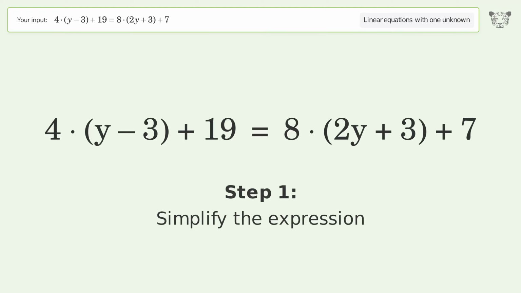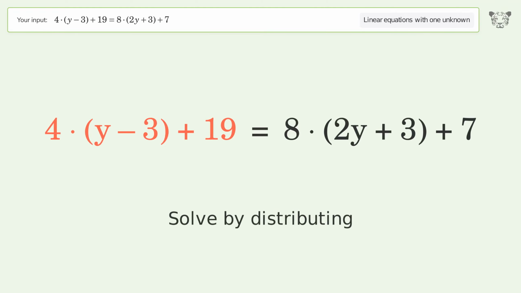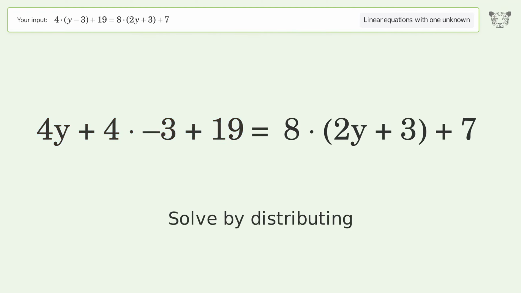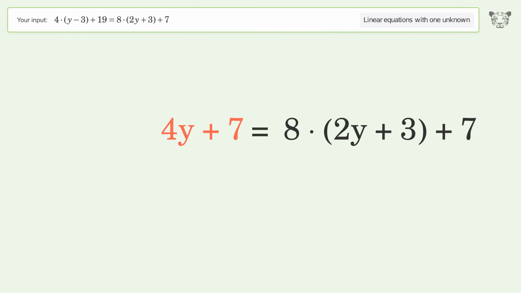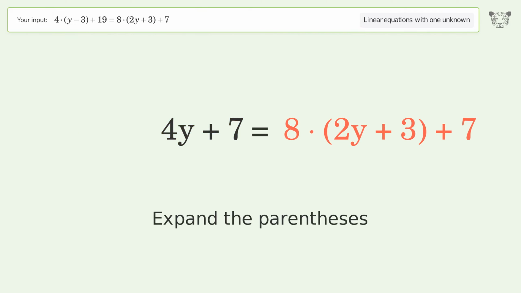Simplify the expression. Solve by distributing. Simplify the arithmetic. Expand the parentheses.